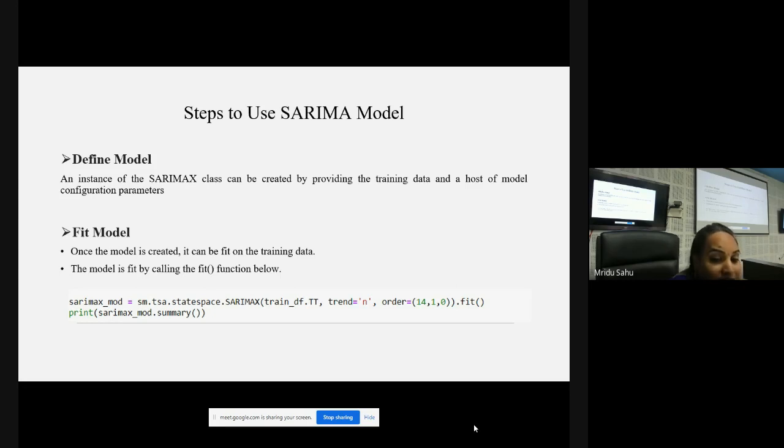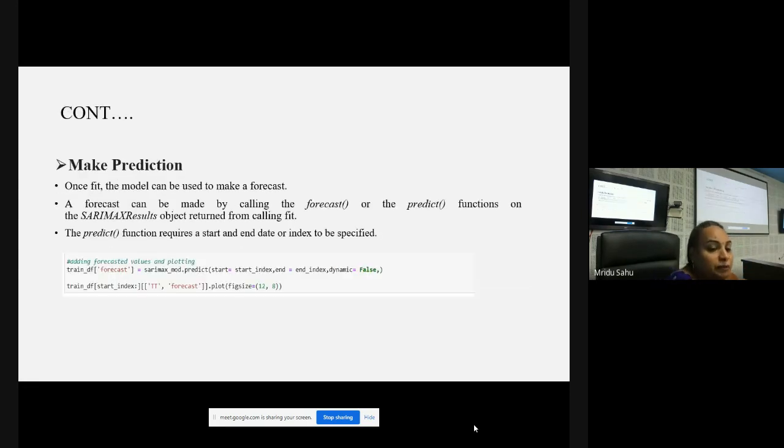1, 2, 3, 4. It means it is taking the methods from 4 different things. Then the trend, then we want to find the order of the values, then fit the particular model. So make the predictions. Once the model is fit, you can use it to make a forecast.